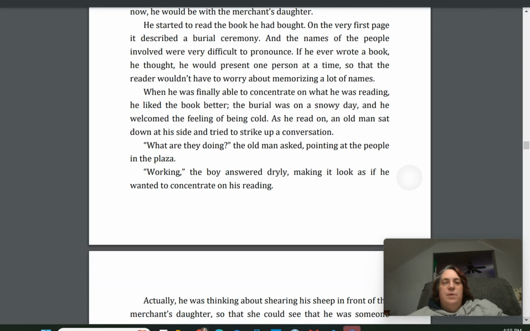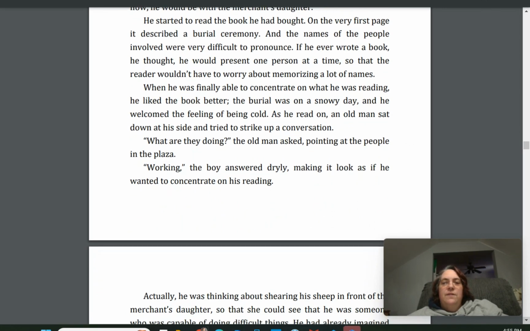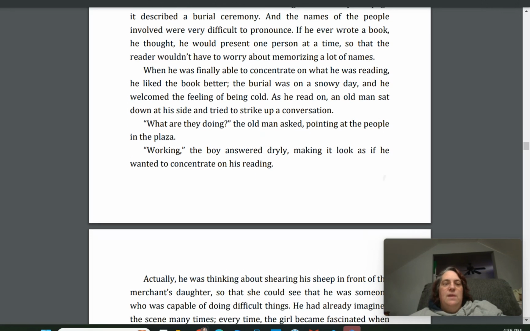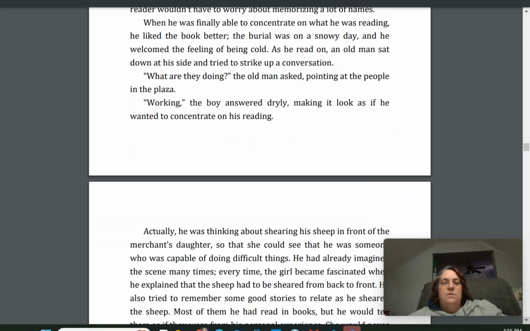He started to read the book he had bought. On the very first page, it described a burial ceremony, and the names of the people involved were very difficult to pronounce. If he ever wrote a book, he thought, he would present one person at a time, so that the reader wouldn't have to worry about memorizing a lot of names. When he was finally able to concentrate on what he was reading, he liked the book better. The burial was on a snowy day, and he welcomed the feeling of being cold.